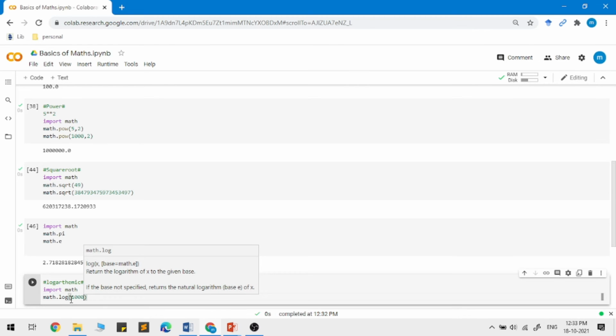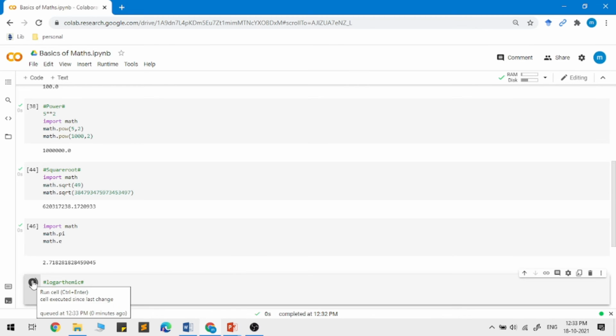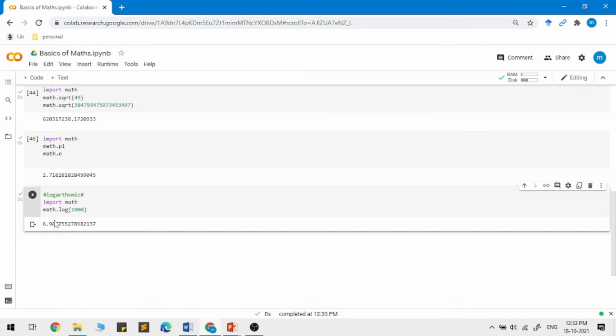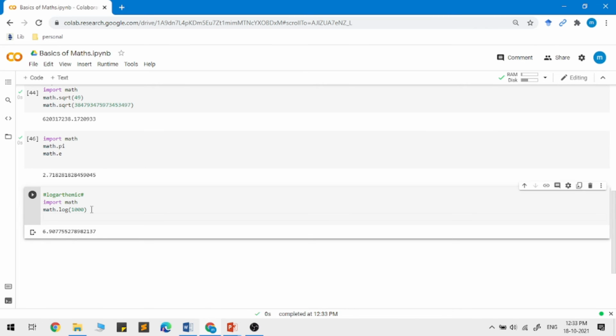So I'm simply typing log and 1000, right? It gives the value of log 1000. It is 6.90777. Suppose I want to find the log function with base 10. So it will be math dot log10. I can directly use log10 of this 1000, right? So that I'll get the log of 1000 with base 10.